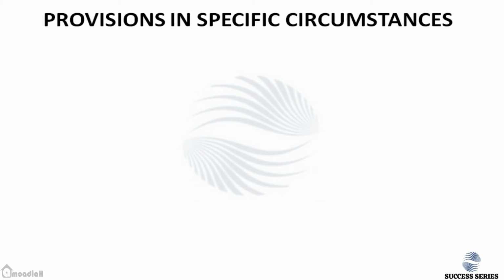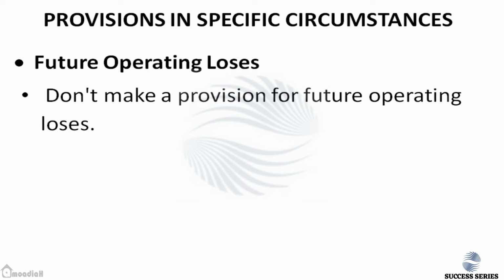Now let's look at provision in specific circumstances. The first circumstance you must know is future operating losses. In the case whereby you have a question with future operating losses, don't make a provision for future operating losses. The reason is that future operating losses do not result from past events, and therefore do not meet the criterion for a provision, so we don't consider that.